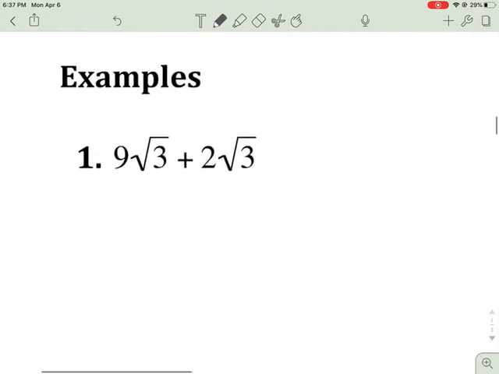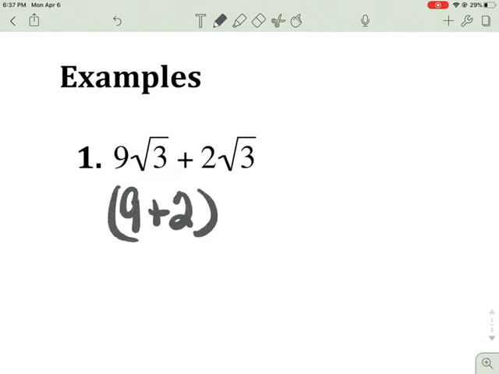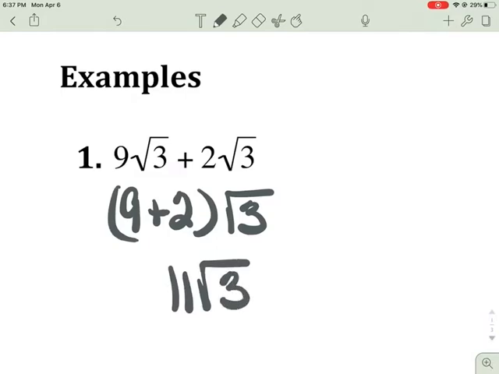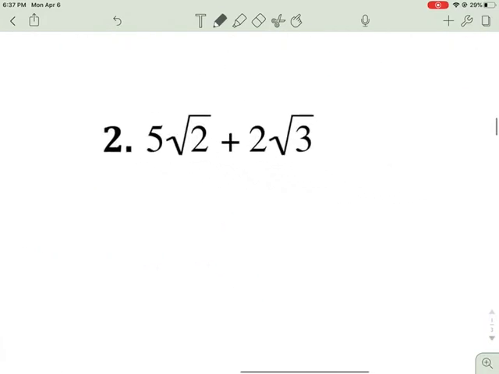All right, so let's take a look at the first one. Are they like radicals? They're both 3's and they're both square roots. So the answer is yes. So we're going to add the numbers in front. Think of it as 9 plus 2, and we're going to keep that square root of 3. So we get 11 square roots of 3. All right, let's try this one.